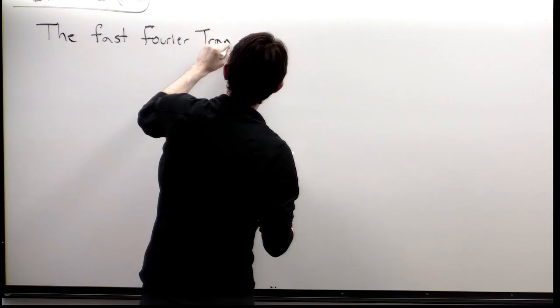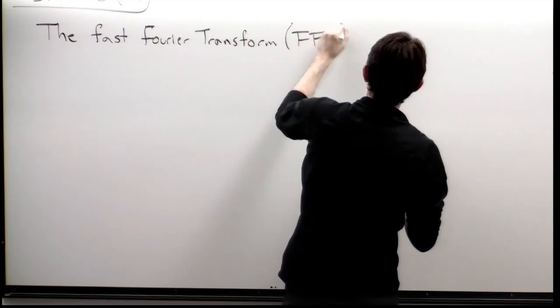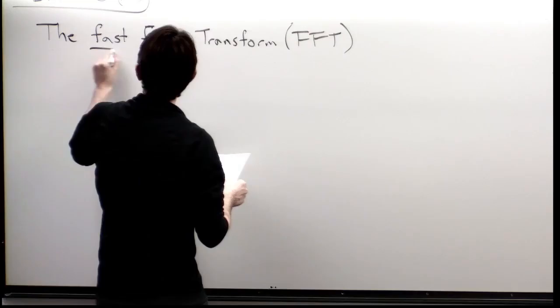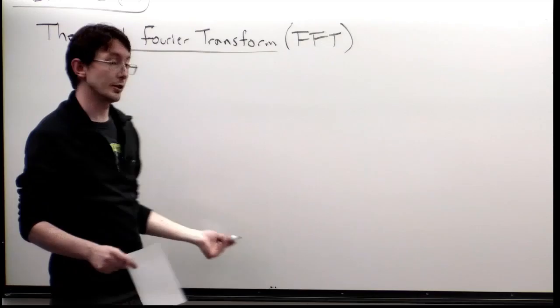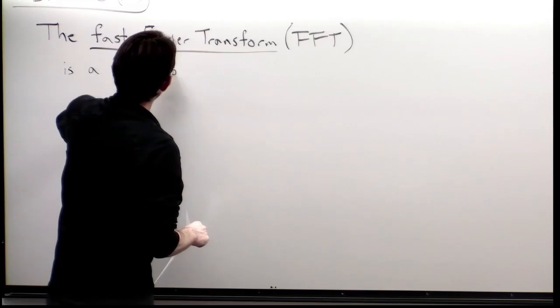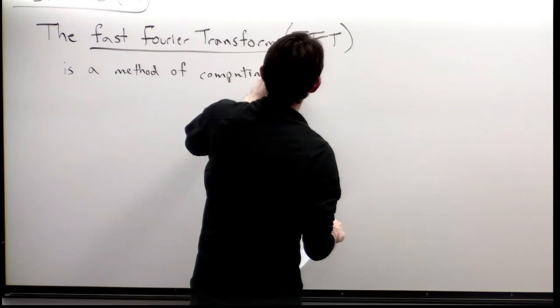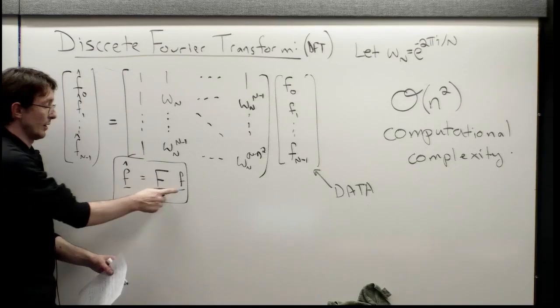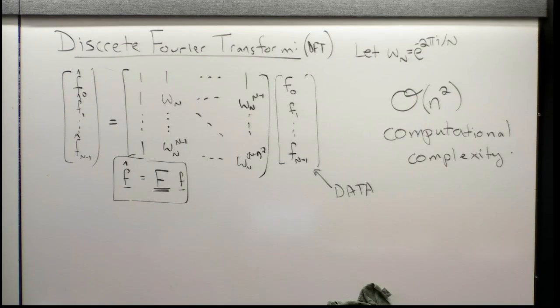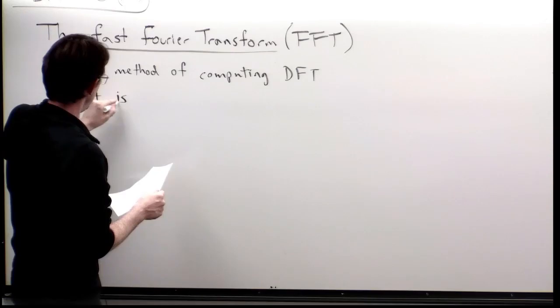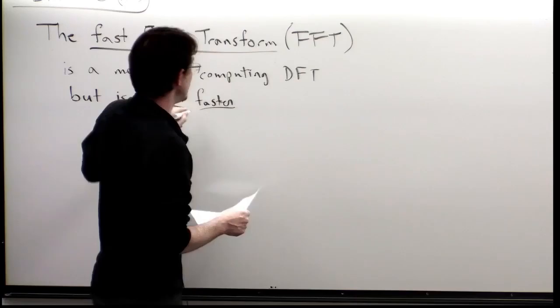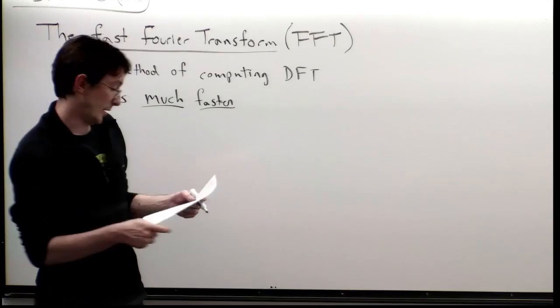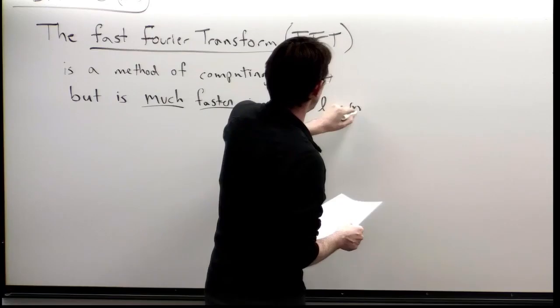Okay, the fast Fourier transform is called the FFT, not to be confused with the DFT. But interestingly, the fast Fourier method is a method of computing the discrete Fourier transform. So the FFT and the DFT over on the right board compute the exact same thing. They compute this vector of frequencies from my data, and they give the exact same answer. But the FFT is much, much faster. This is a computational scientist's kind of ideal scenario. It's order n log n computational complexity, as opposed to order n squared.